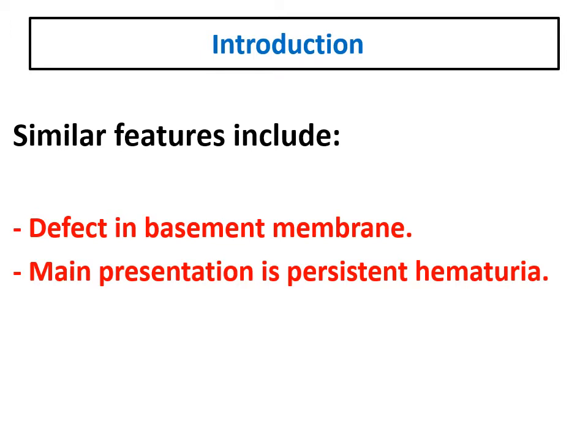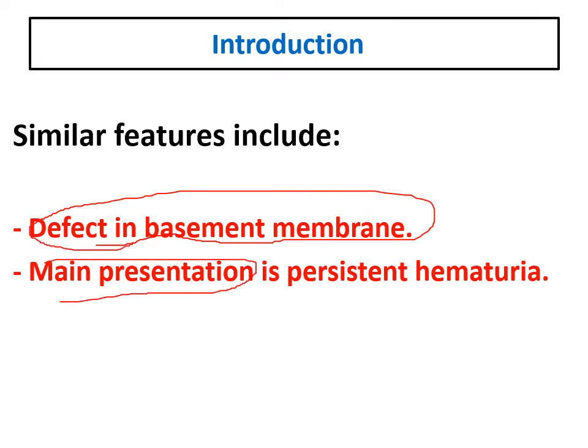The similarity between Alport syndrome and thin basement membrane disease is that both are due to a defect in the basement membrane structure, and the main presentation in both is persistent hematuria. This is very important. They share this: the cause is basement membrane abnormality, and the main clinical feature and presentation in both conditions is persistent hematuria.